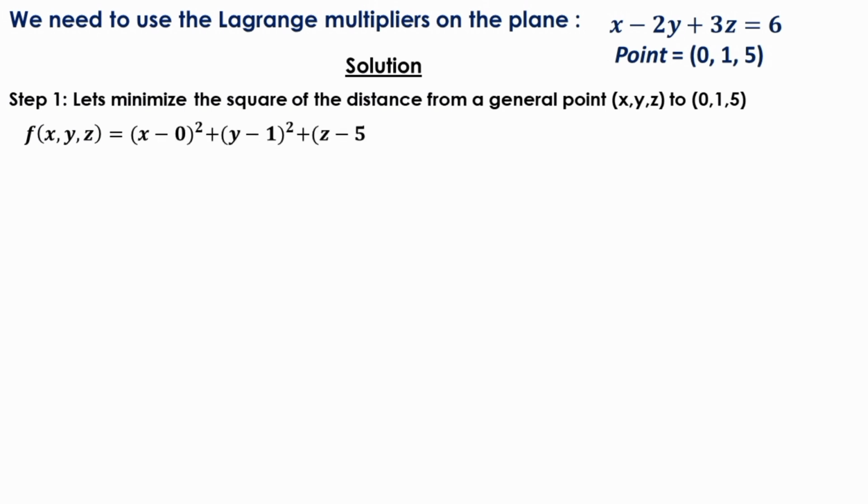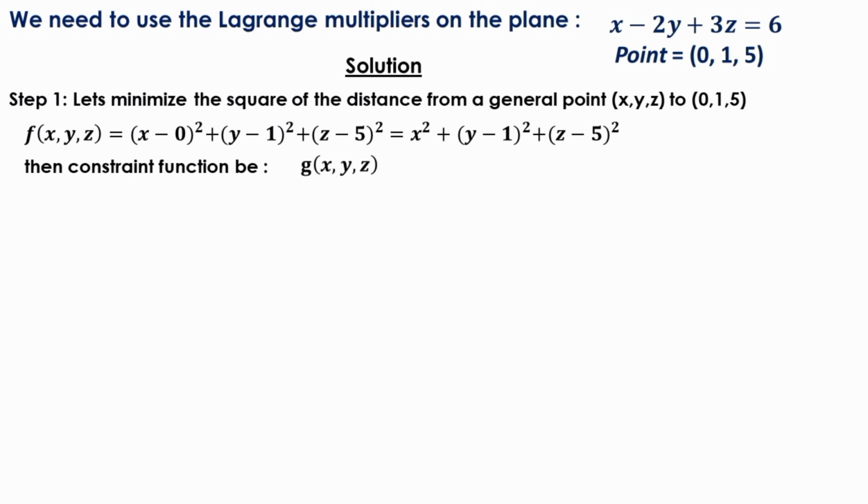After that, we identify our constraint. Our constraint, which is g of x, y, z, is x minus 2y plus 3z minus 6, which is actually our given plane equation. So this is our constraint function here.